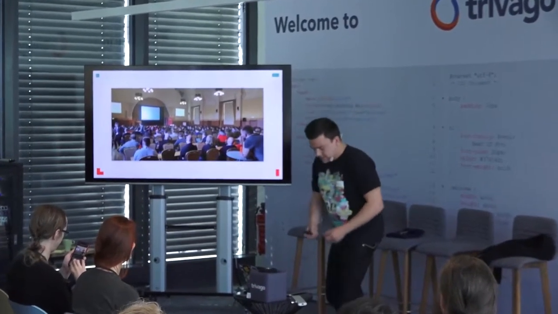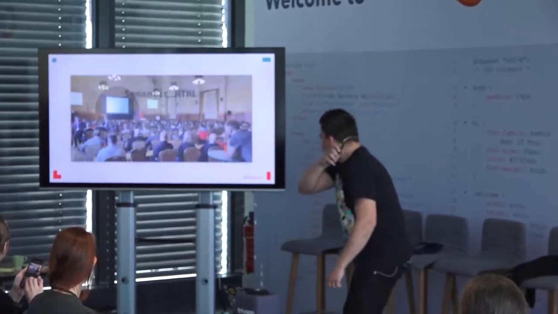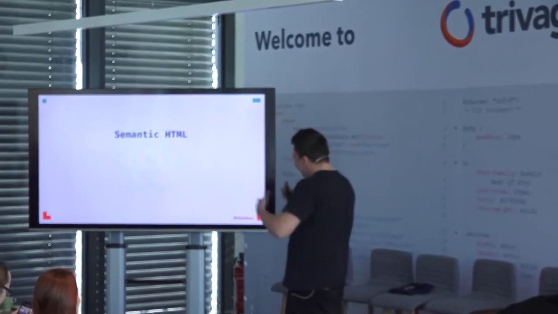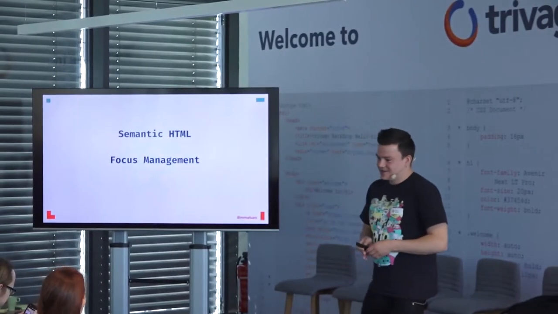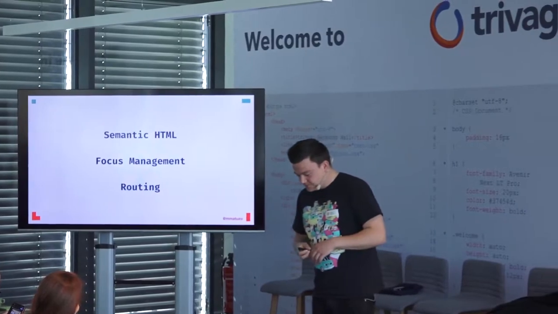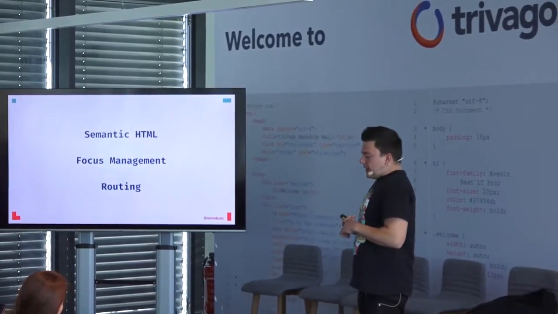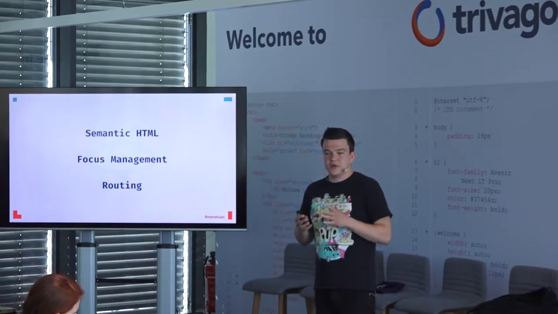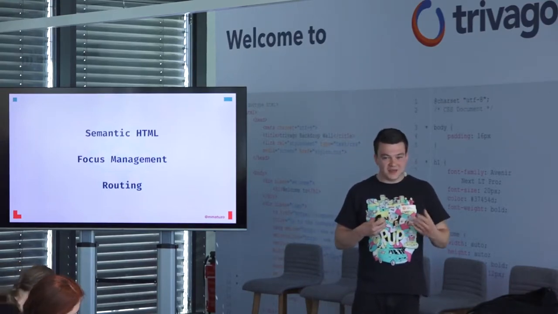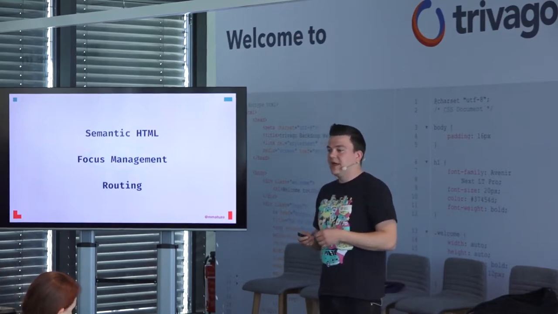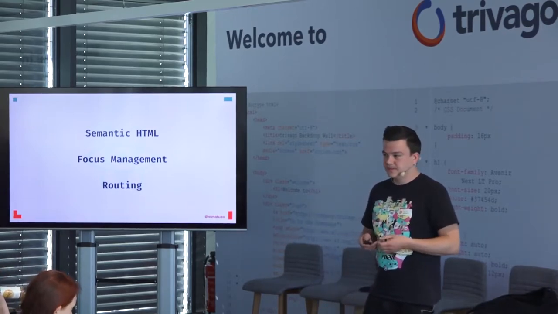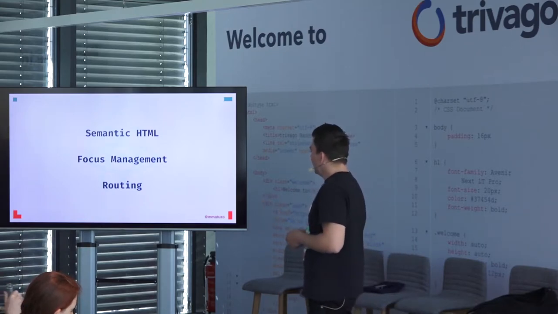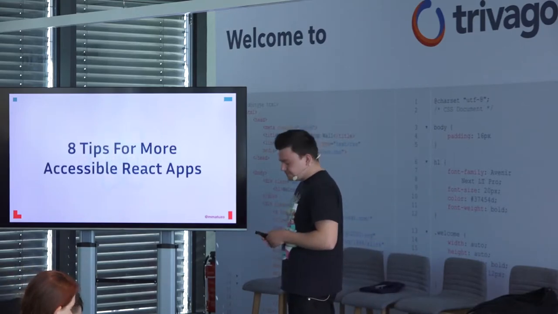And the first one is semantic HTML. Who would have thought? Yeah, so that's the first thing that I identified. The second one is focus management, and the last one is routing. I only had 20 minutes for this talk, so I had to come up with a way of communicating what I wanted to communicate as fast as possible, as understandable as possible, and also as actionable as possible. So I decided to present it in 8 tips for more accessible React apps.